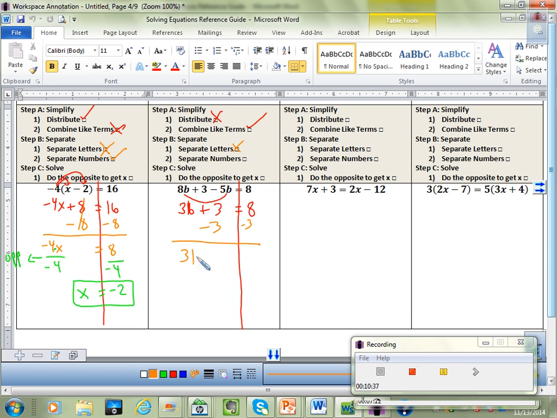That leaves me with 3b. 3 minus 3 is 0. 8 minus 3 is 5. So I've separated numbers. Do the opposite to get your variable. What's the opposite of multiplying by 3? Dividing by 3. If you follow the step A and B, your answer will always be something simple like that.